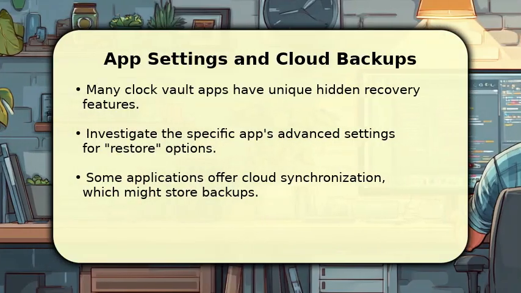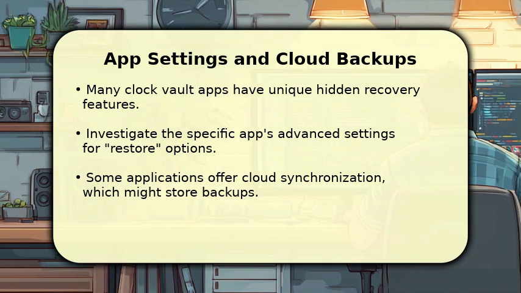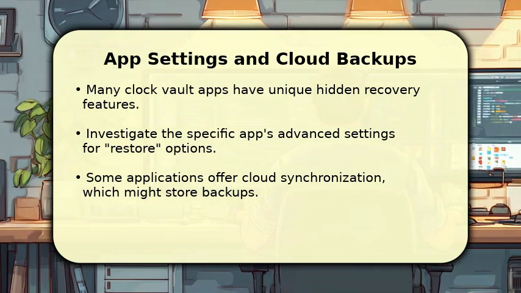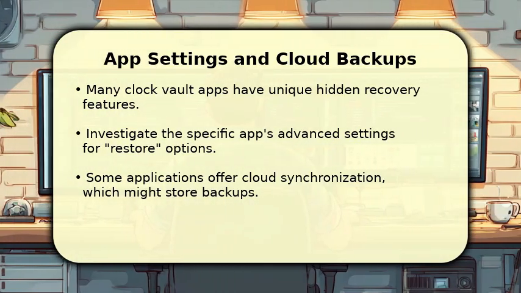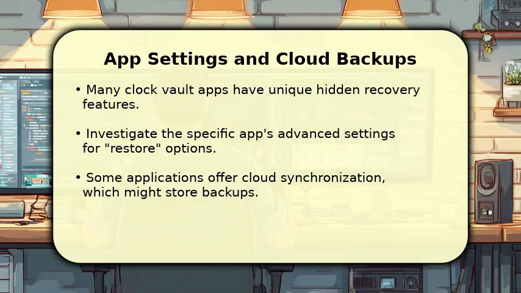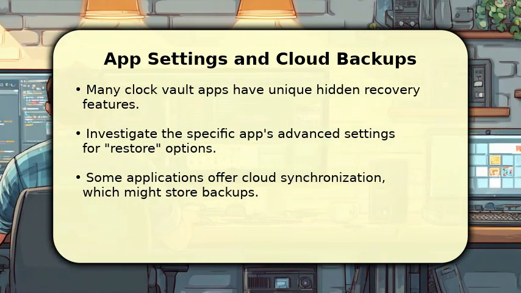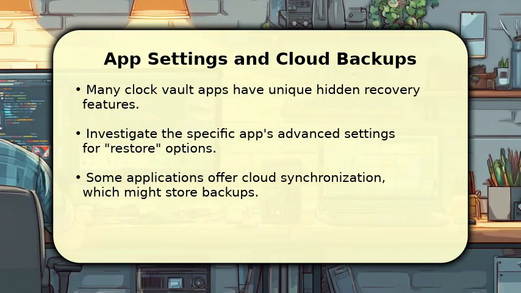Dive into your specific Clock Vault application's advanced settings and menus. Look for any hidden Restore from Backup or Sync with Cloud features. Some applications automatically back up your content to a secure online server or to your device's general cloud storage. Checking these often overlooked areas can sometimes reveal a complete set of your previously hidden images.